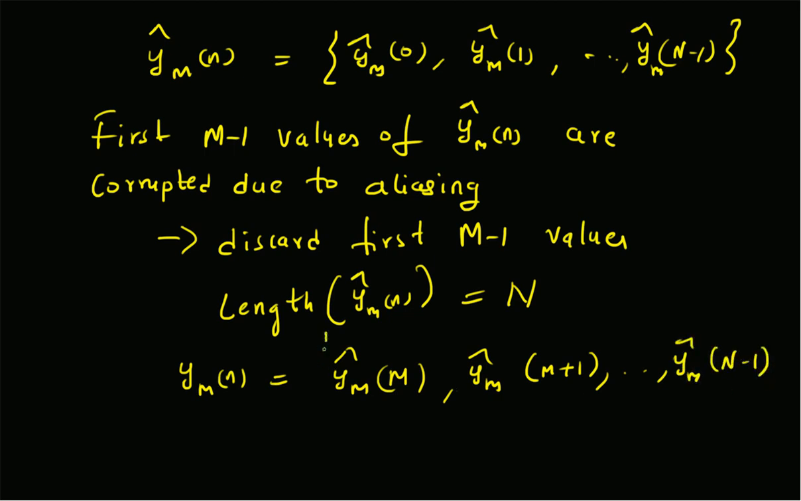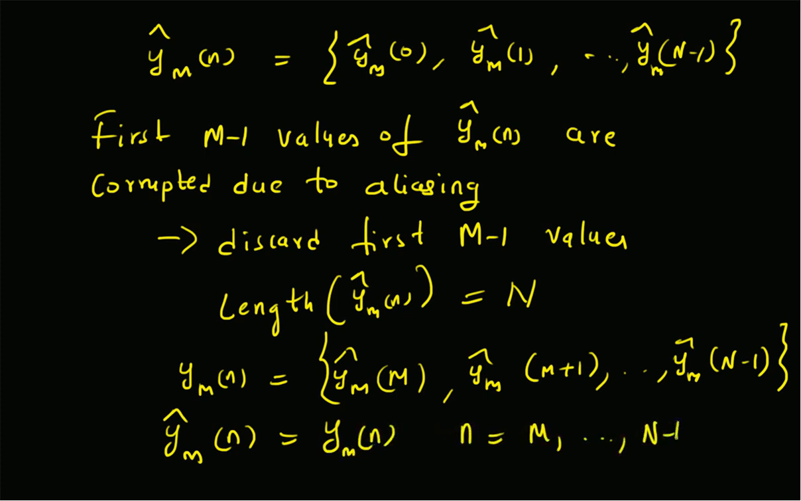That is, it will consist of the values corresponding to the actual, that is, a filtered output corresponding to the actual input block of length L, that is, from x of n. In other words, ym hat of n will be equal to ym of n for only values of n from m to capital N minus 1. That is, we discard the first m minus 1 values, and then we are left with the L values, that is from n equal to m to capital N minus 1.